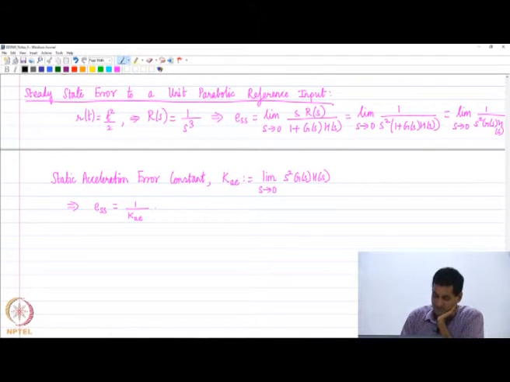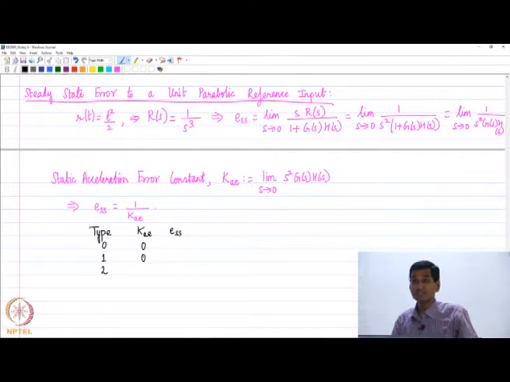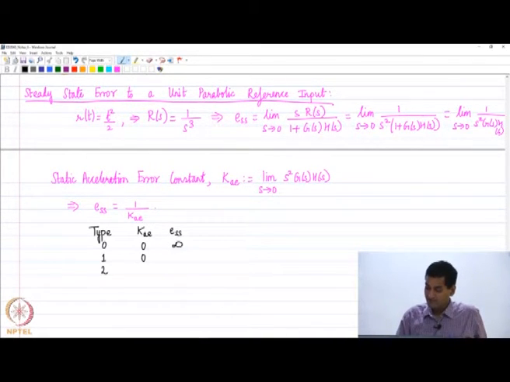Okay, so similarly, if we construct a table like before for this case, we can immediately observe that for type 0 and 1, KAE will be 0 because of the s squared. It's straightforward to figure out that the static acceleration error constant will be 0. So the steady state error will be infinity.